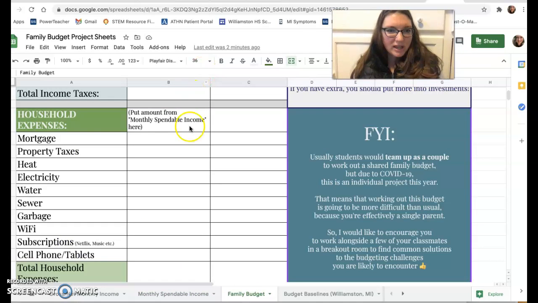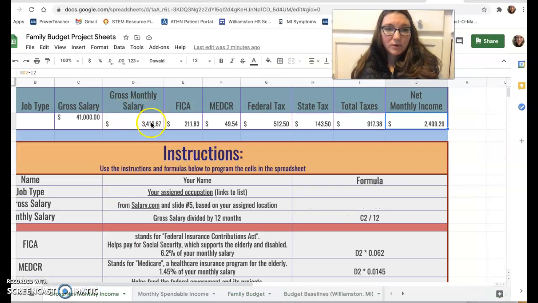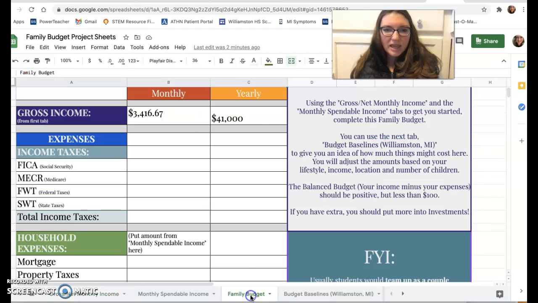Okay, so family budget. What you want to do here to start off is put in your monthly gross income. That's what you started with before taxes. And then you can times that by 12 to get your yearly, right? Because monthly times 12 should be your yearly.